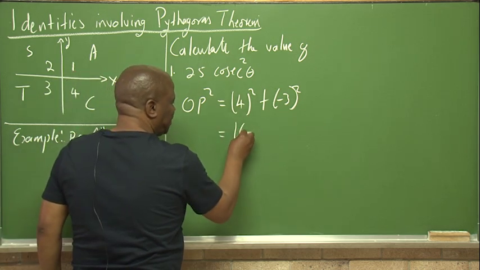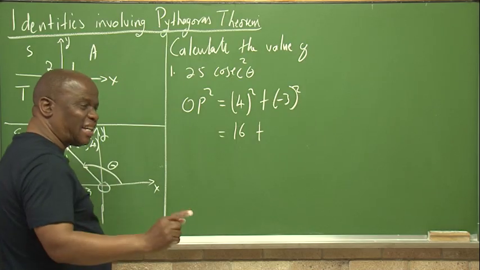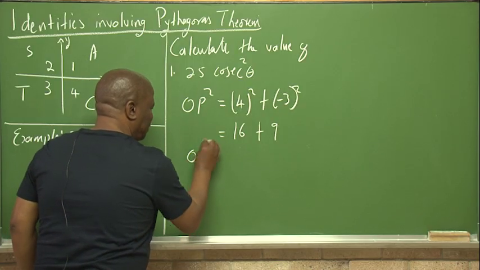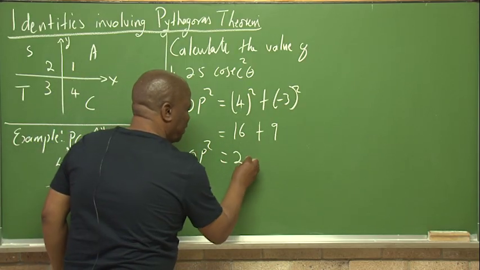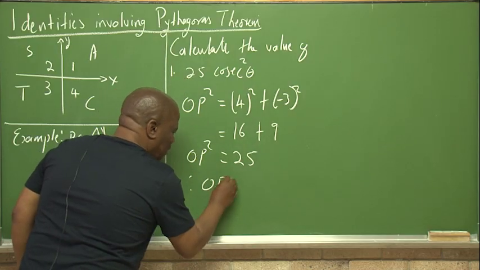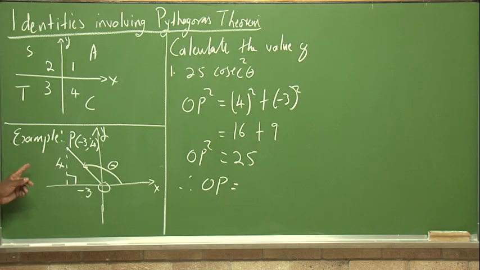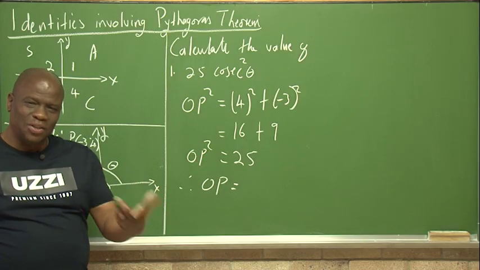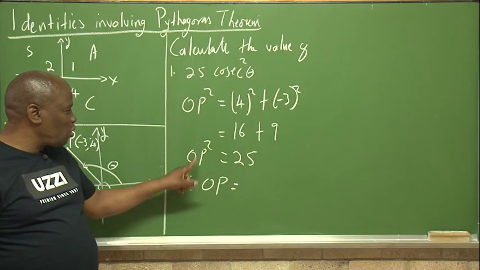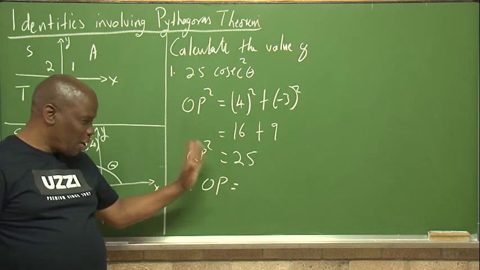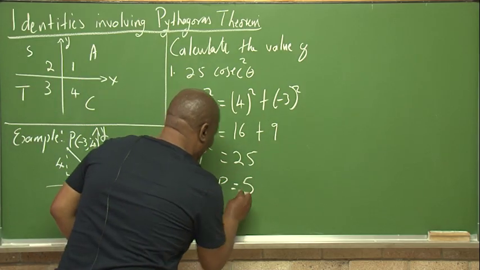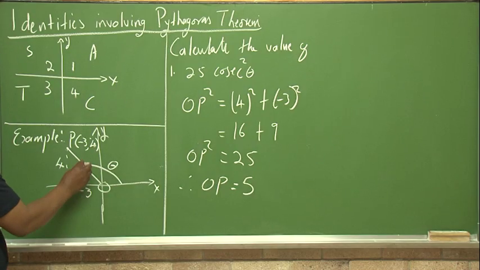You square this one, it's 16. -3 squared is negative multiplied by -3, which is basically 9. Then you have OP squared. 16 plus 9 will give you 25. Therefore, the question wanted us to determine the length of OP. To determine the length of OP, we need to eliminate the square. And how do we eliminate the square? By introducing the square root. If you take the square root of OP squared, you'll be left with OP. What you do on the left, you must also do on the right. The square root of 25 will then be 5. It means the hypotenuse, OP, has length 5. Now we can answer the question.